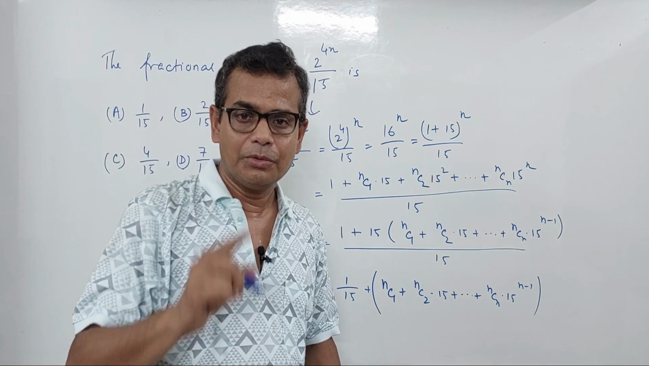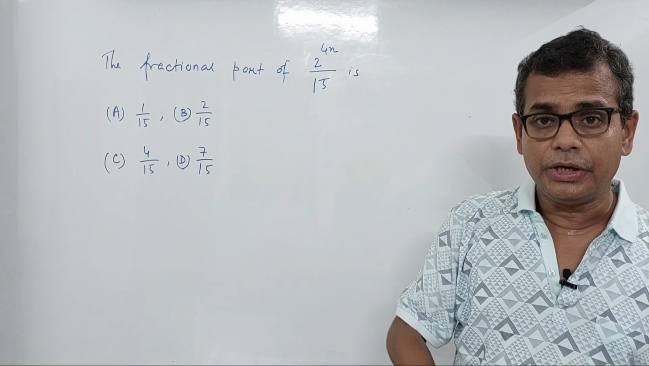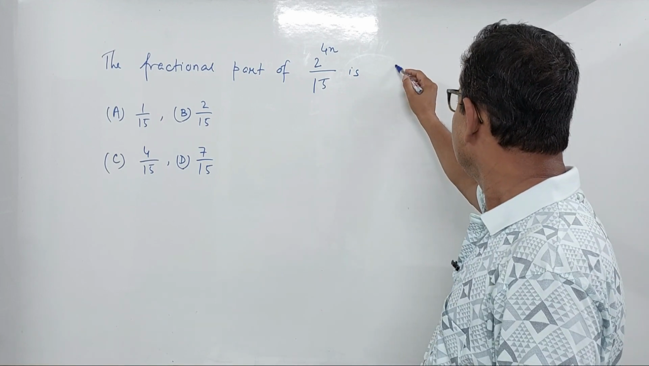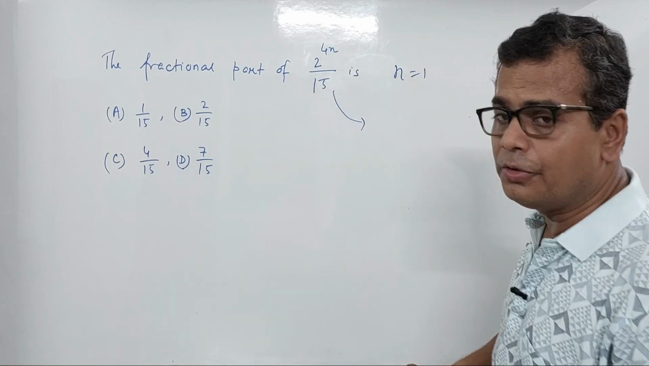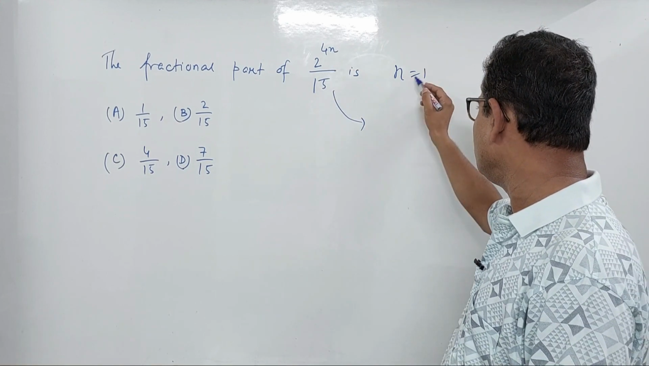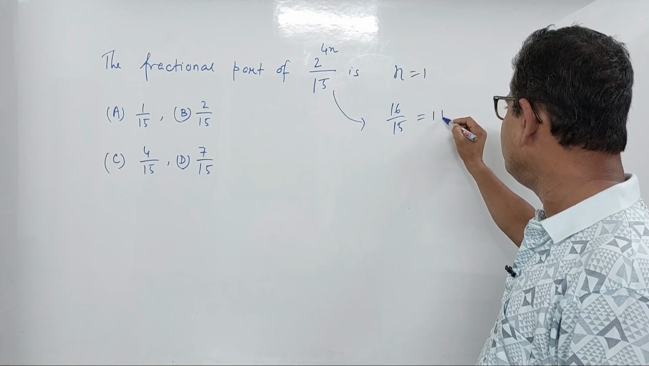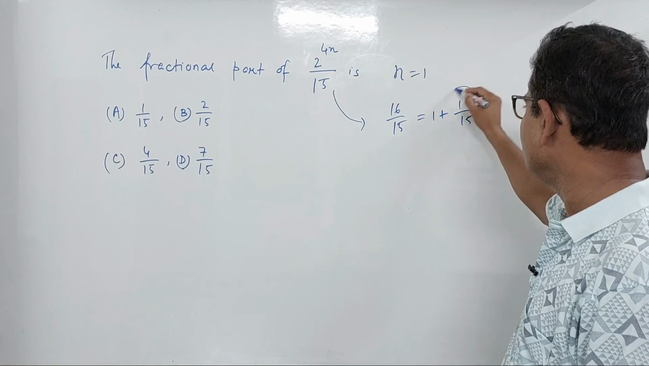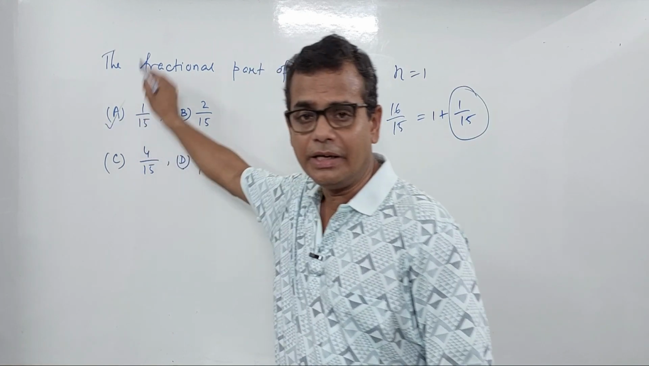Now we can do it with the shortcut method. We can put n equal to 1 here, so we get 2 to the power 4, that is 16 to the power 1, that is 16 by 15, and it is 1 plus 1 by 15, so the fractional part is 1 by 15, so A is the right answer.